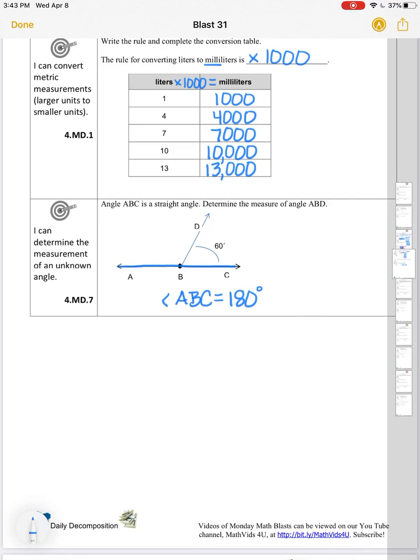We're given angle CBD. That would be this angle here. Angle CBD is 60. So I'm going to take the whole straight angle, 180 degrees, subtract the angle CBD that we're given, which is 60 degrees, and that leaves us 120 degrees for angle ABD. So angle ABD, we will note, is 120 degrees.